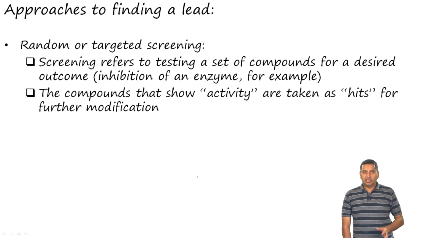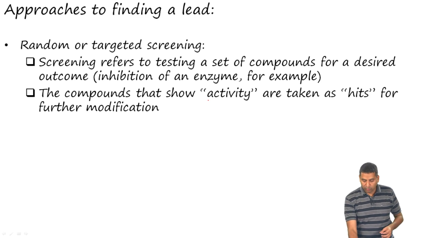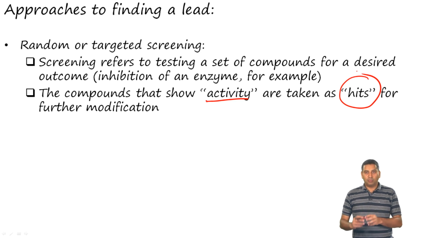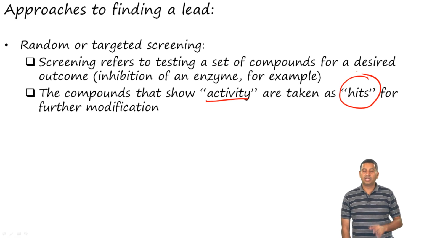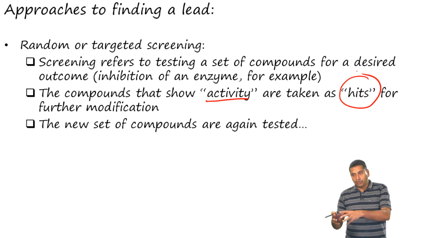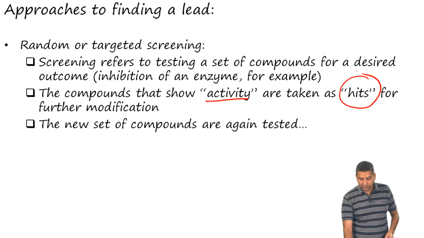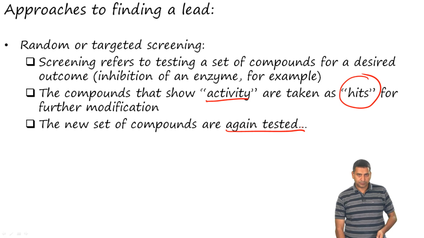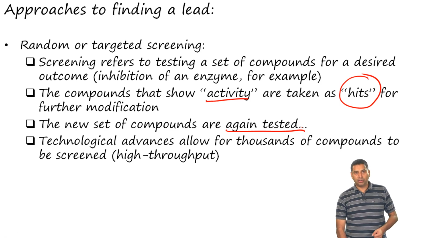Now, out of this set of compounds, there may be a few compounds which show some activity, and these are known as hits. Okay. So, these compounds whose structure we already know, because we have assembled the portfolio of compounds, are taken for further structural modifications. Once we do these structural modifications, we have a new set of compounds, and we again set up the screen, and then this process is repeated again to identify the best compound, which is then taken forward for further testing. So, this is one of the ways in which we can do it.